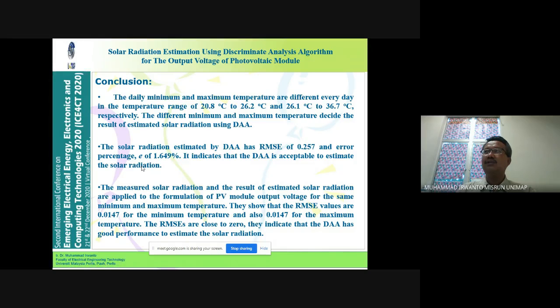And if the measured and estimated solar radiation are applied to find the value of the output voltage of the PV module for the minimum and maximum temperature, it shows that the RMS value is 0.0147. It indicates that the value is close to zero, and DAA has good performance to estimate solar radiation.